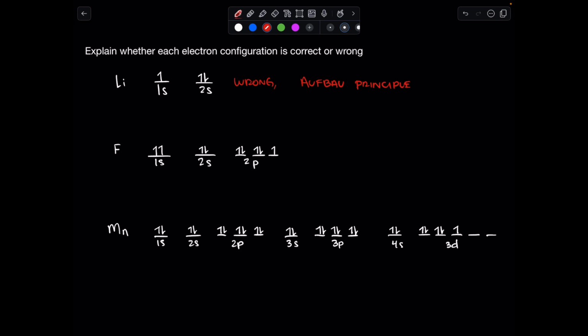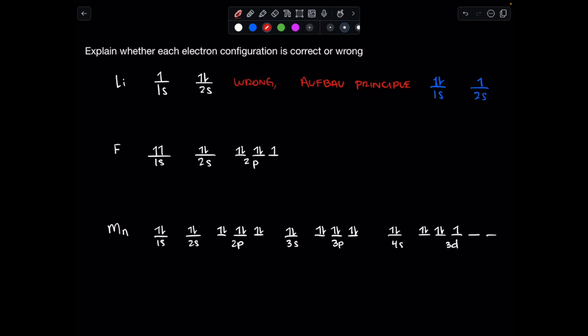Where we have to fill from the bottom up. So from our lowest energy up to our highest energy. So if we wanted to correct that, it would look something like this. Our 1s and our 2s, we'd have 2 electrons in our 1s and then only 1 in our 2s.